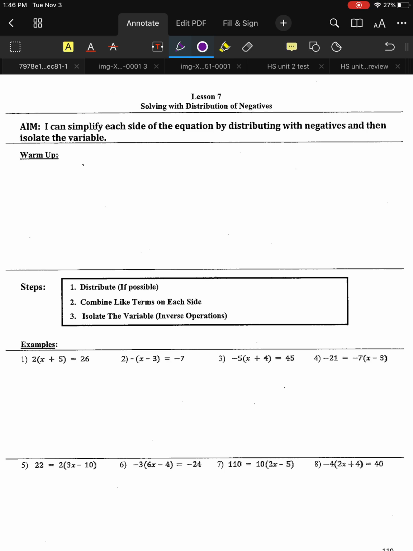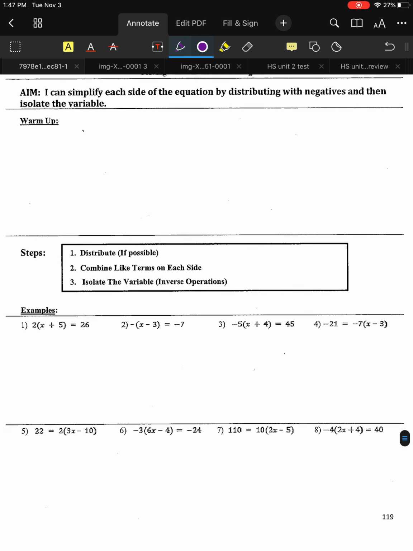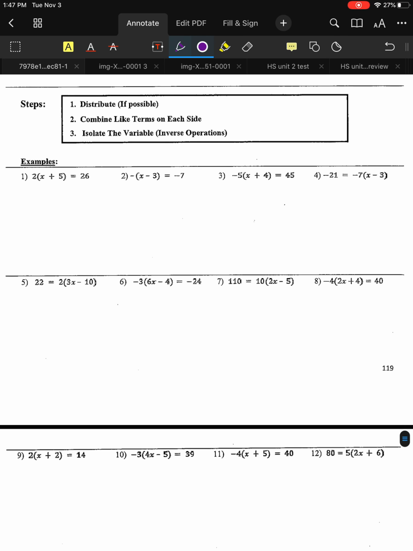So today we're going to solve with distribution of negatives. I can simplify each side of the equation by distributing with negatives and then isolating the variable. Again, we distributed with negatives in the last unit, and we've been isolating the variable throughout this whole unit, lessons 1 through 6. So again, if you are missing any material, please make sure you go back and watch and write before starting today's lesson.